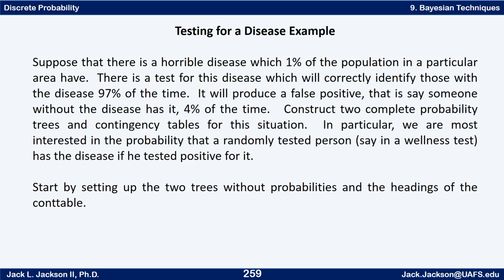Okay? So start by setting up the two trees without any probabilities and just set up your two-way contingency table with the headings in it. So set up your headings, and let's use these letters. Let's use D for the disease, and not disease we'll say H for healthy. And then they can either test positive or negative for the disease. Let's call that P and N. So set that up. Don't try to write any probabilities in it yet. Just get the structure set up. Okay? Go ahead and do that and come back when you're ready. Press pause now.